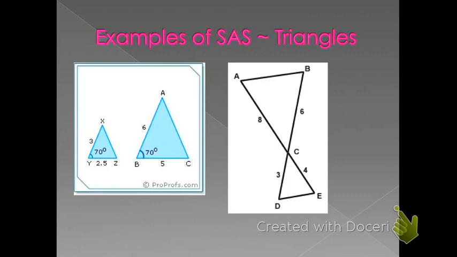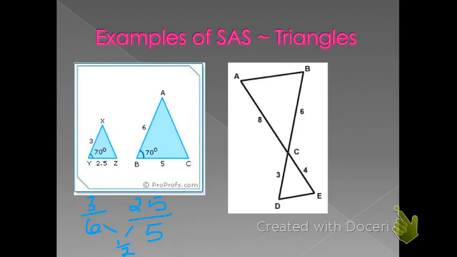So here are some examples of triangles that are similar by side-angle-side. We have this first example here with the blue triangles. These two are similar because 3 and 6 are in the same proportion as 2.5 and 5. They both reduce to 1/2. And their included angles are congruent. The 70 degrees is the angle included between those two sides, and it is 70 degrees in both diagrams.